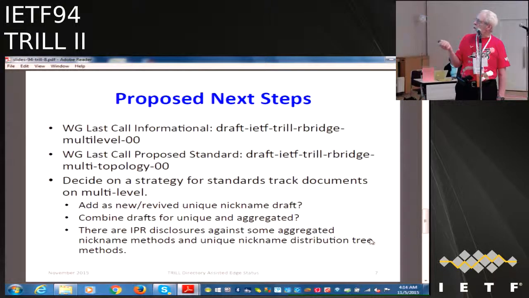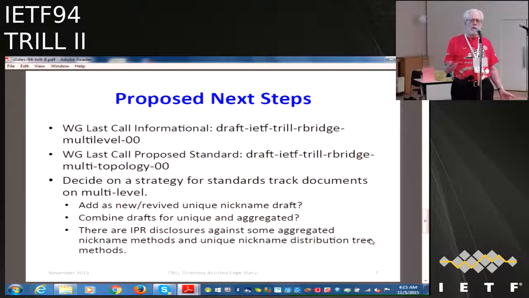So we need to decide what to do about multi-level. This is the informational multi-level draft. For standards track multi-level, we need to decide what to do. I think it's a good idea to have a unique nickname way to do it available, for simple cases, people who want a not too huge campus using existing hardware. But for the general case, we also need an aggregated way. Since the TISA draft was a standards submission, we can take that and use it as a base and change it.